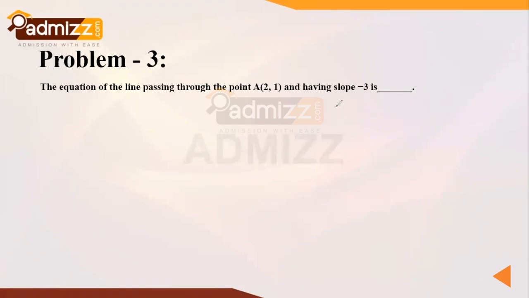Now the equation for slope point form, that is y minus y1 equals m into x minus x1. Now this is the x1 value, this is the y1 value, and this is the m value. Simple substitution will give you the answer. So it is y minus 1 equals -3 into x minus 2. So it is y minus 1 equals -3x plus 6.